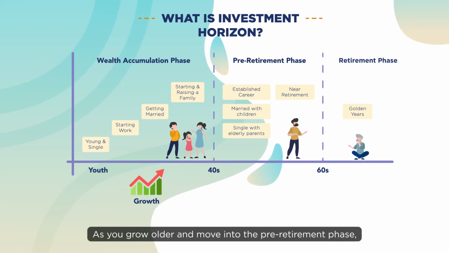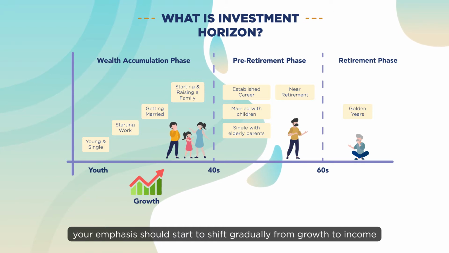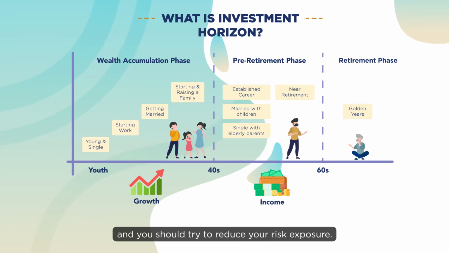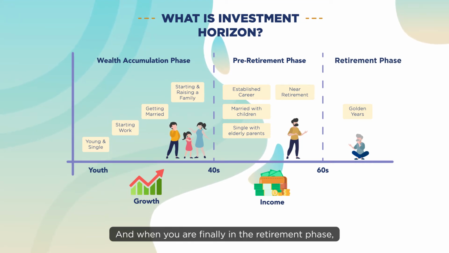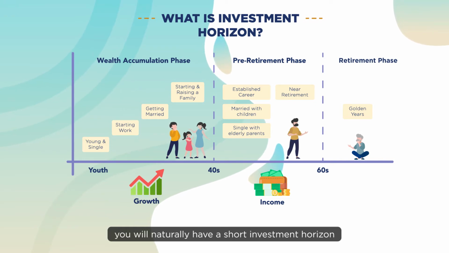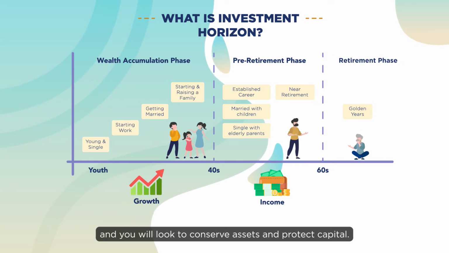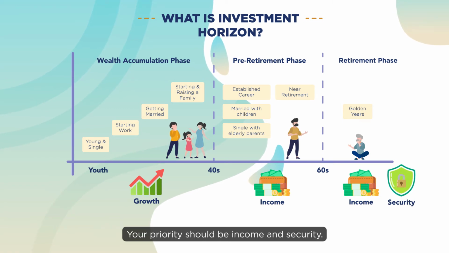As you grow older and move into the pre-retirement phase, your emphasis should start to shift gradually from growth to income, and you should try to reduce your risk exposure. And when you are finally in the retirement phase, you will naturally have a short investment horizon, and you will look to conserve assets and protect capital. Your priority should be income and security.